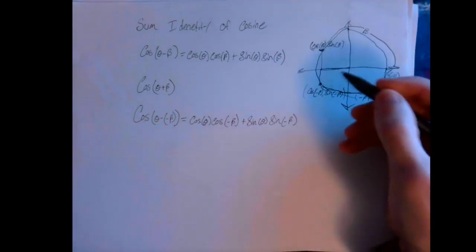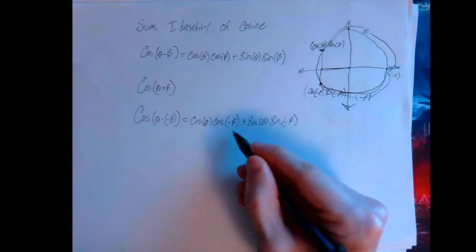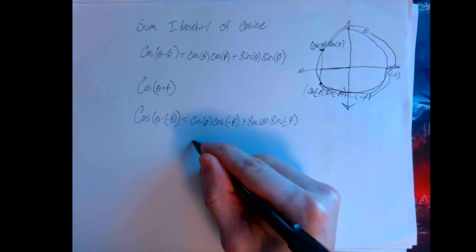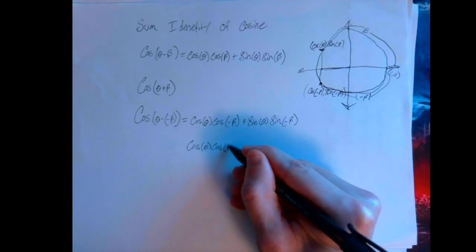So what do these have in common? Well, in order to get there, you go this way and this way, and to get here, they're going the same x value. So whether beta is positive or negative, the x is going to be the same. So for cosine, we know that the output of this is going to be cosine of beta, right?